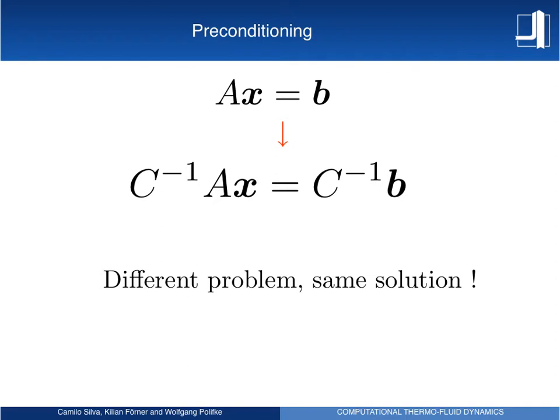So what is preconditioning? Preconditioning is just multiplying by a given matrix, here denoted with C inverse, and you will see that this is going to be a matrix, this is going to be a vector, so we will have a different system, but the answer that we're interested in, this x vector, is going to be the same. So different problem, same solution, and we're interested in having this matrix A be much better conditioned.